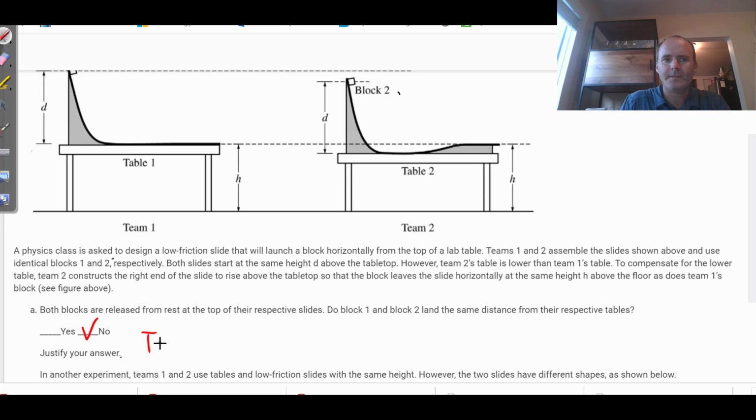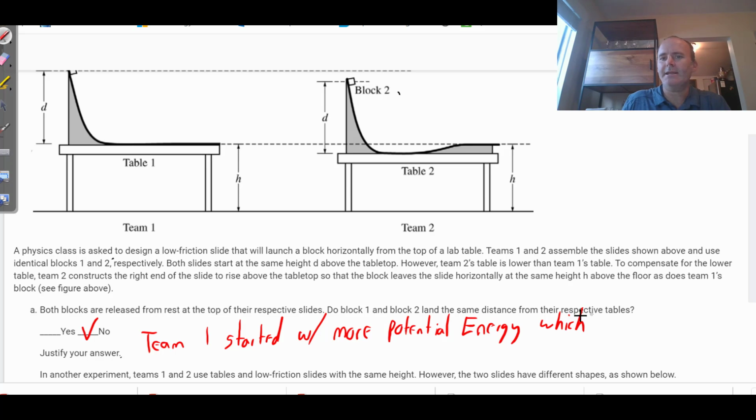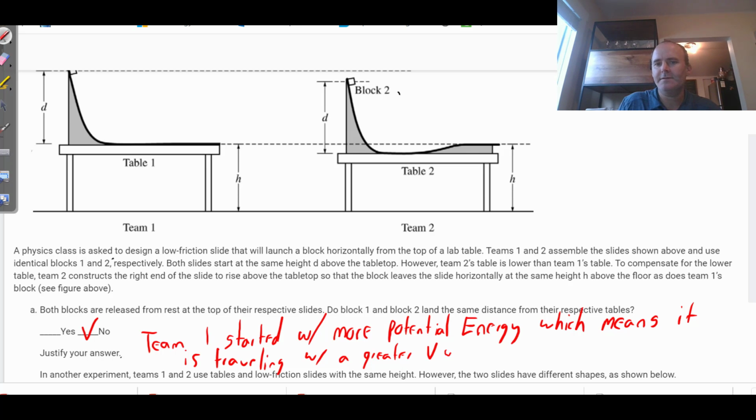Okay, so team 1 started with more potential energy, which means it would have more kinetic at the bottom, but I'm just going to simplify this and say, which means it is traveling with a greater velocity, with a greater v when it leaves.